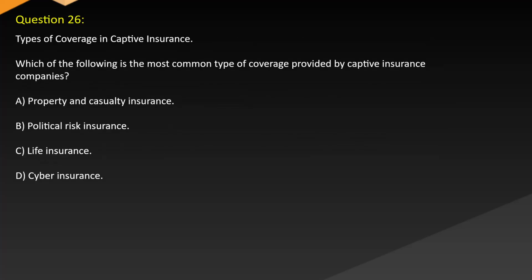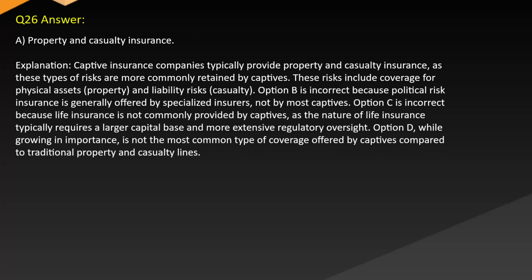Question 26. Types of coverage in captive insurance. Which of the following is the most common type of coverage provided by captive insurance companies? A. Property and casualty insurance. B. Political risk insurance. C. Life insurance. D. Cyber insurance. Answer A. Property and casualty insurance.